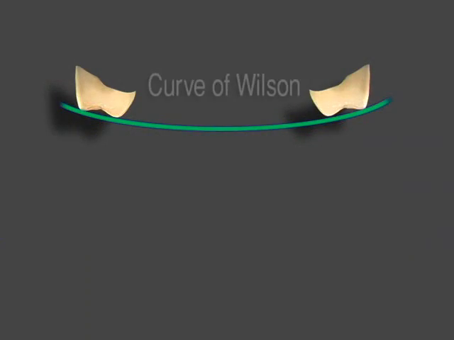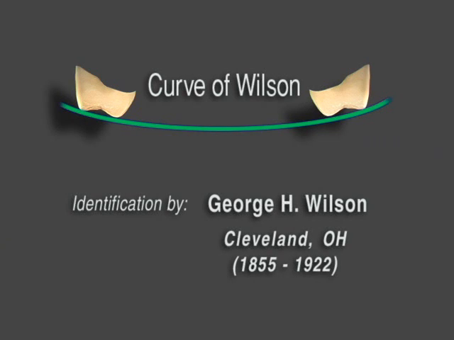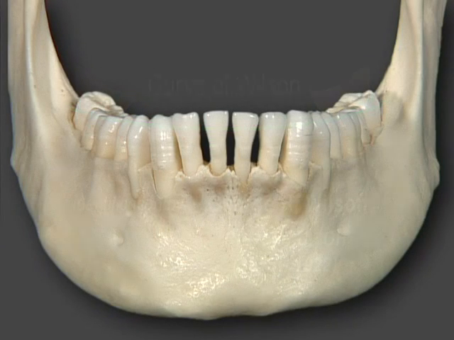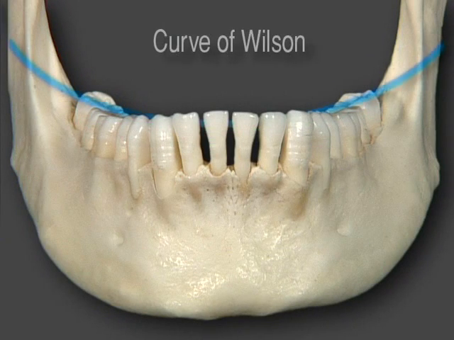We'll start with the curve of Wilson. Identification of this curve comes from dentist George H. Wilson of Cleveland, Ohio, who recognized that teeth in every human jaw are aligned in this curve. This alignment makes stable masticatory movements possible while helping to keep food in the chewing cycle.